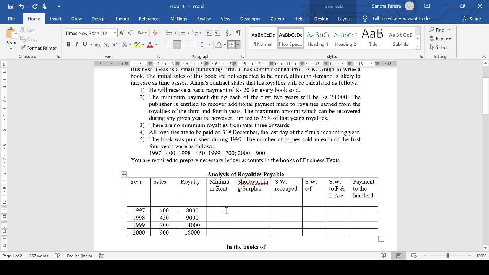Now, minimum rent, we need to be a little careful. The minimum payment during each of the first 2 years will be rupees 20,000. So basically, minimum rent is there only for the first 2 years, and they've also clearly said there are no minimum royalties from year 3 onwards. So we put a dash. Now we can begin. In the first year, the royalty is 8,000, minimum rent is 20,000. So we have a short working of 12,000. Nothing can be recouped. So we carry forward the entire thing.